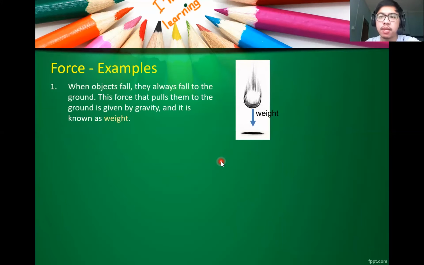And these are some of the examples of the types of forces that we have in the world. So you have encountered the first one before. So when objects fall, they always fall to the ground. This force that pulls them to the ground is given by gravity, and it is known as weight. So gravity is also known as gravitational force, and also it's known as weight. So when we talk about weight, we are talking about the gravitational force on the object or the gravity on the object.